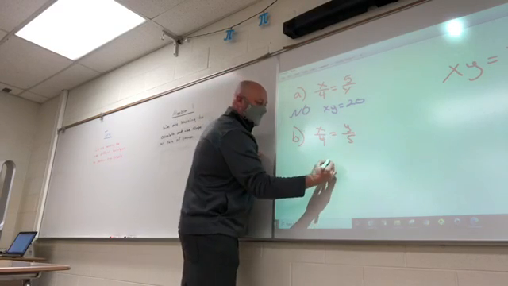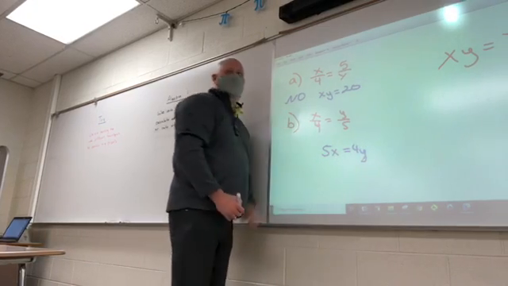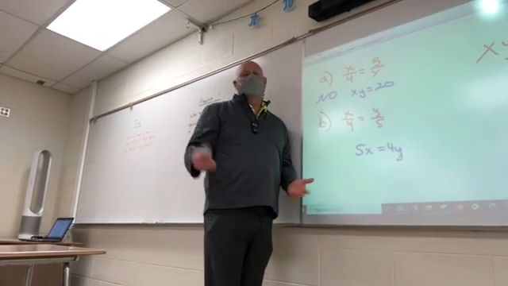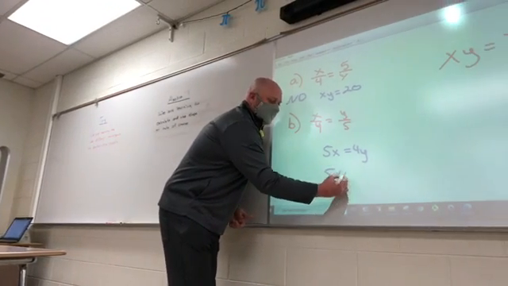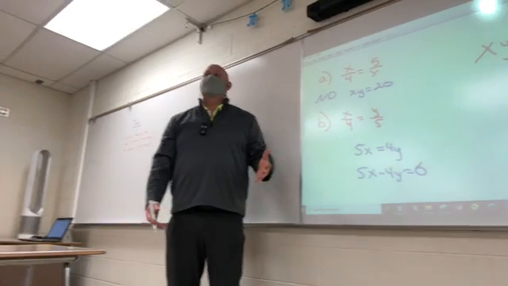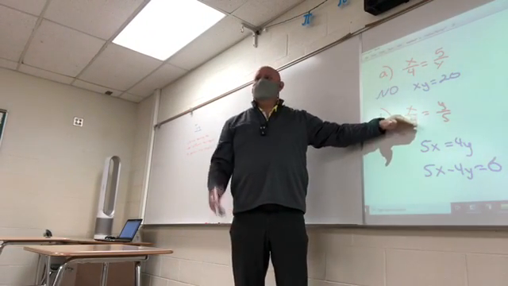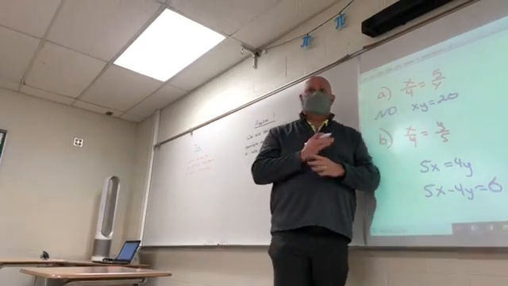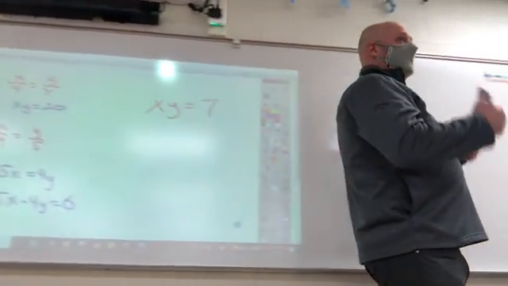This one, you get 5x equals 4y. Is that going to be linear? Yes, because I could put it in standard form. This in standard form would be 5x minus 4y equals 0. Those are the same thing. So be careful with the equations like this. Make sure you butterfly those to determine are they linear or are they not. Are we good with those?